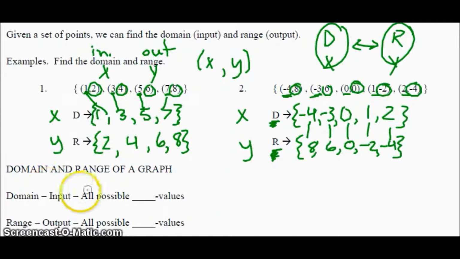So just in sort of conclusion of this section, domain and range of a graph. This is what we're going to be getting into next. But just remember that domain is the input or all possible x values. And lastly, range is the output or all possible y values.